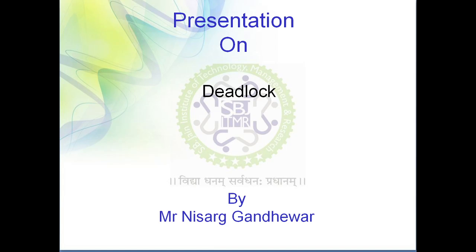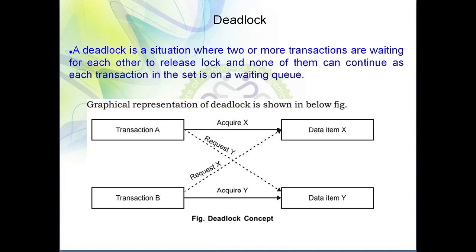Now let's try to understand how deadlock occurs in a database between transactions. First of all we define in a technical way what a deadlock is. Deadlock is a situation when two or more transactions are waiting for each other to release the lock and none of them can continue, as each transaction in the set is in a waiting queue. Simply you can take that.